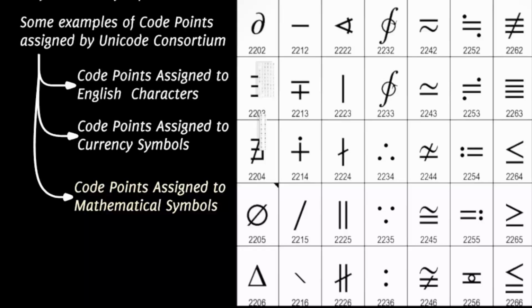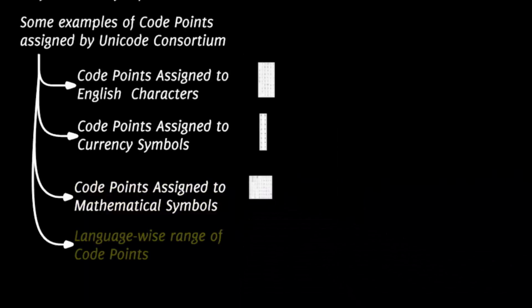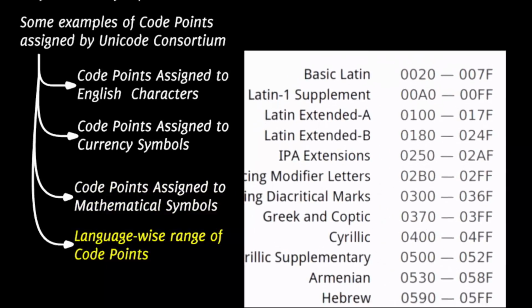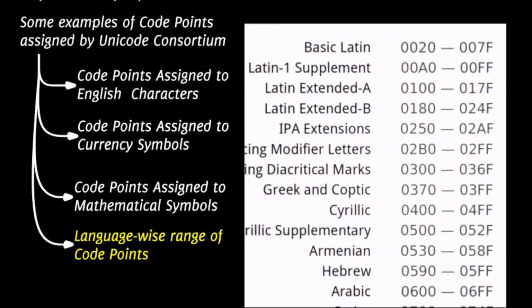If you have guessed that the code points of each language lie within a certain range, then you are right. Let us now see the range of code points for some languages. The very first range that you see, between 20 hex and 7F hex, is for the English language. The script of the English language is called Latin script. That is why it is mentioned as basic Latin.